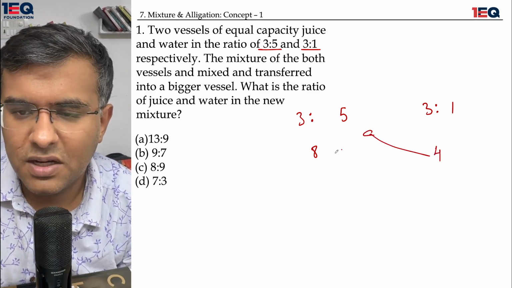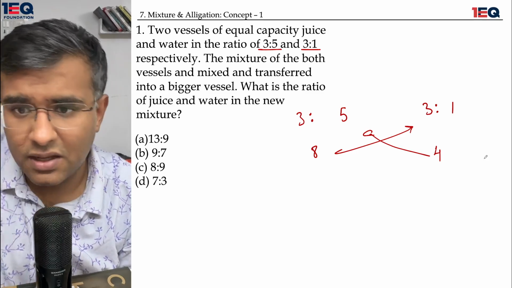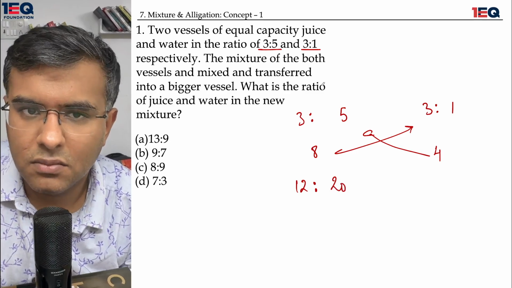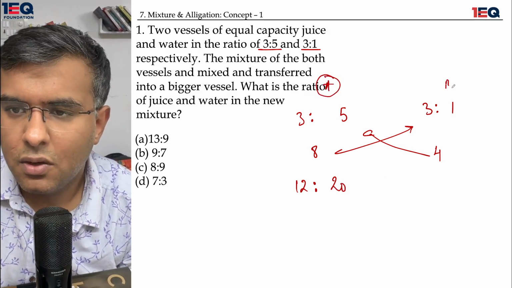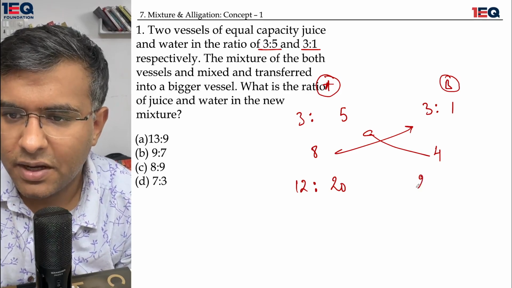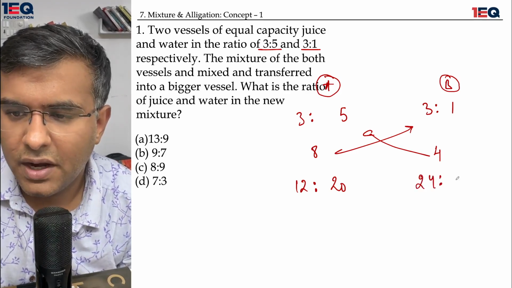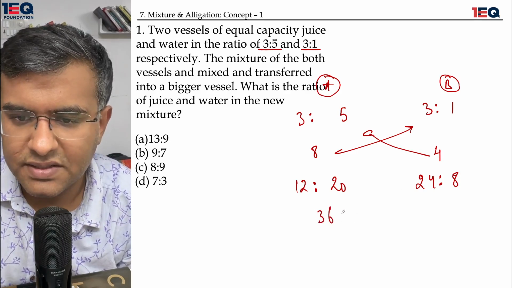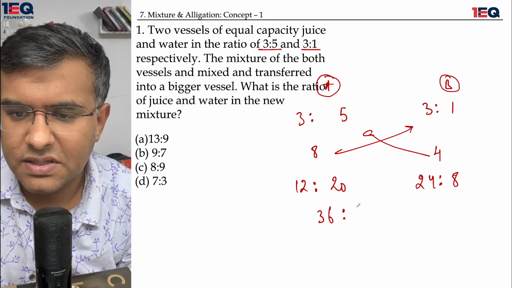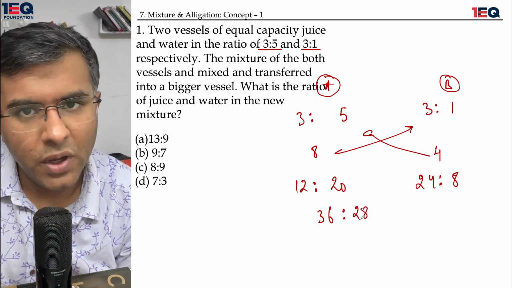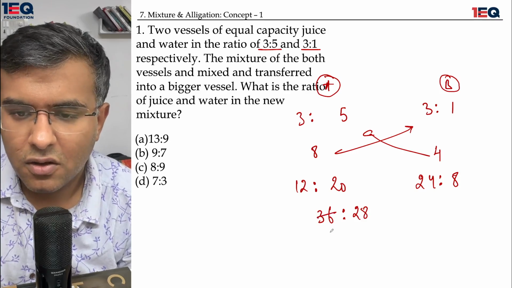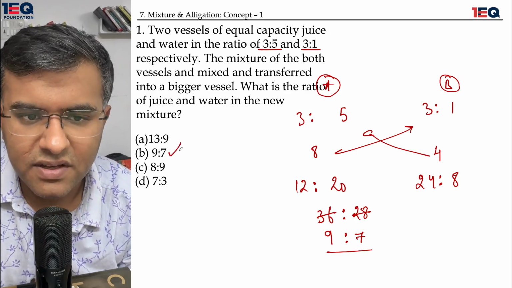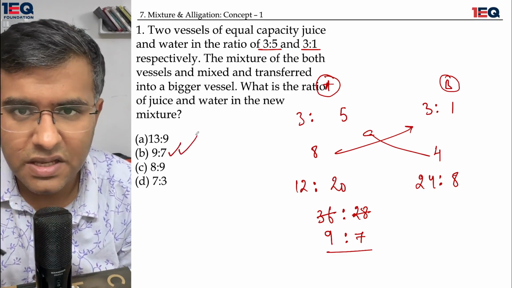This would get cross multiplied. So 4 threes are 12, 4 fives are 20. This is that of A, the first one. Talking about the second one, B, 8 is being multiplied here. 8 threes are 24 and 8 ones are 8. 12 plus 24 is 36. 36 is to 20 plus 8 is 28. So 36 is to 28. 4 nines are 36, 4 sevens are 28. So 9 is to 7 is my answer.